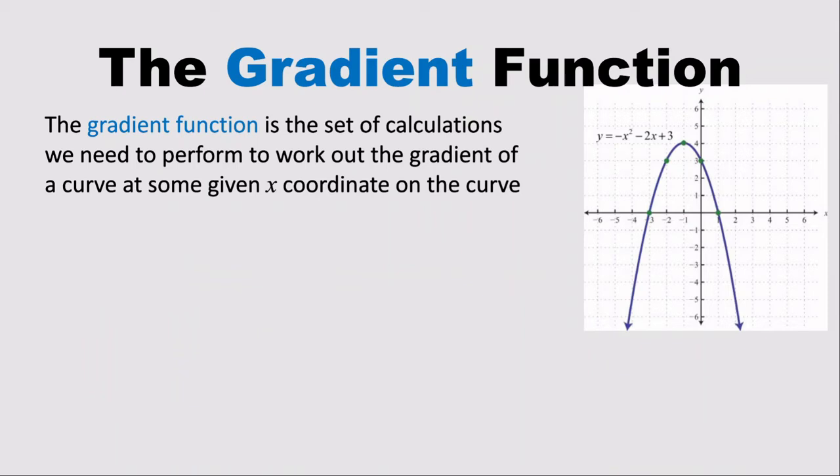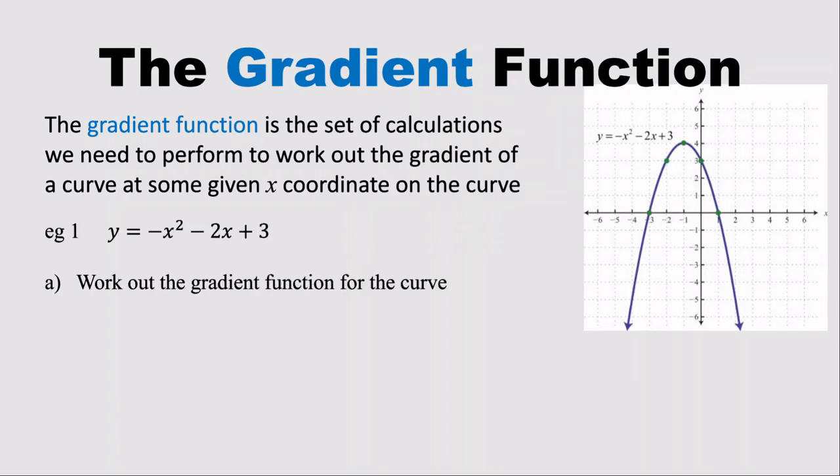When we work out the gradient function, that is, we differentiate the equation for the curve, the result is a set of calculations which we need to perform to work out the gradient to the curve at some x coordinate along the curve. As we just saw, the gradient to the curve is different at different points. You may or may not be given a graph for these types of questions, but I'm using this graph now to help illustrate what we're talking about.